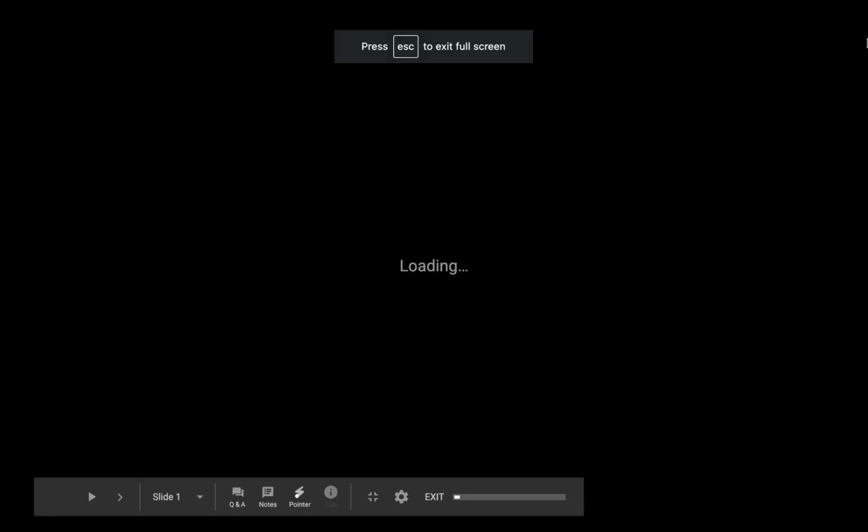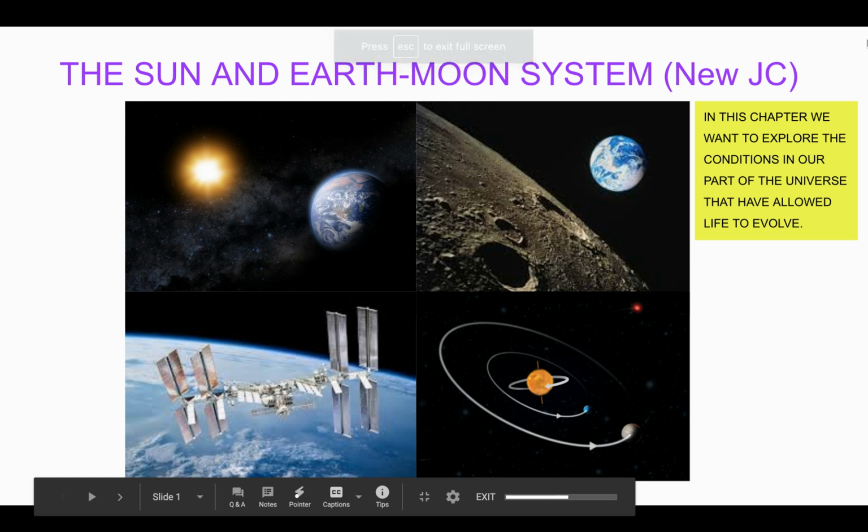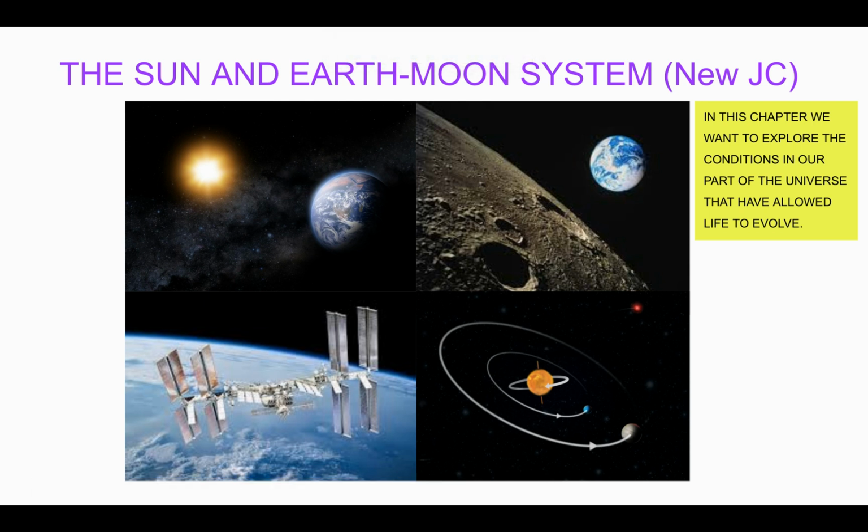Okay, guys, this is lesson one of the Sun and Earth Moon system. This is a continuation, really, of astronomy that we looked at in first year. We want to understand the relationship of these three celestial bodies in our part of the solar system, because there must be something special about the way that these celestial bodies interact that has allowed life to exist on our planet. So we want to bear that in mind. We want to figure out what conditions are preset on Earth that have allowed life to evolve.